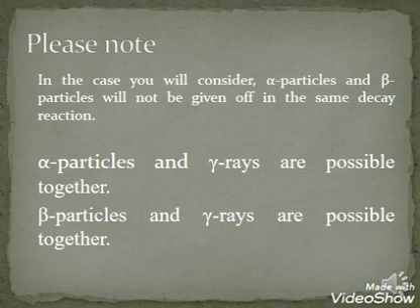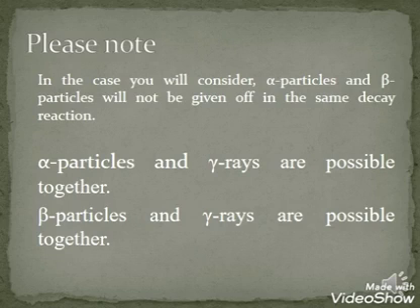Take note that alpha particles and beta particles will not be given off in the same decay reaction. Alpha particles and gamma rays are possible together. Beta particles and gamma rays are possible together. But again, alpha and beta particles won't be given off in the same decay reaction. So that's all for radioactive decay.